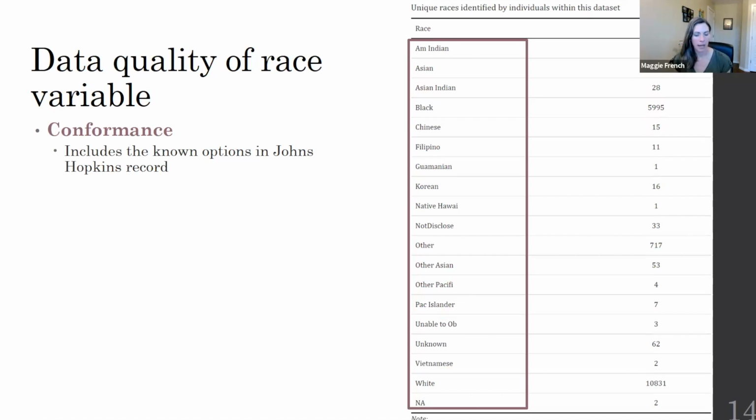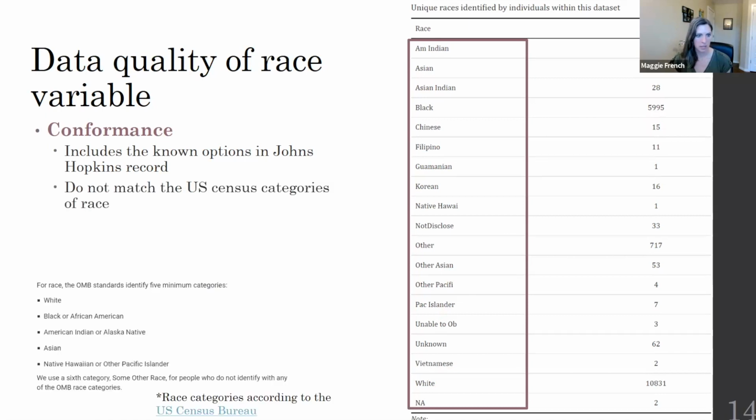However, these are not the categories that the US Census uses. So what I'm showing here are the 5 categories of race that the US Census uses. And you see that those clearly don't match what we have in our medical record at Hopkins. And so this is demonstrating that in comparison to an external reference, our data actually doesn't have great conformance. This is what we would call maybe poor validation of this data related to the US Census. So I wanted to talk about plausibility with this data as well.